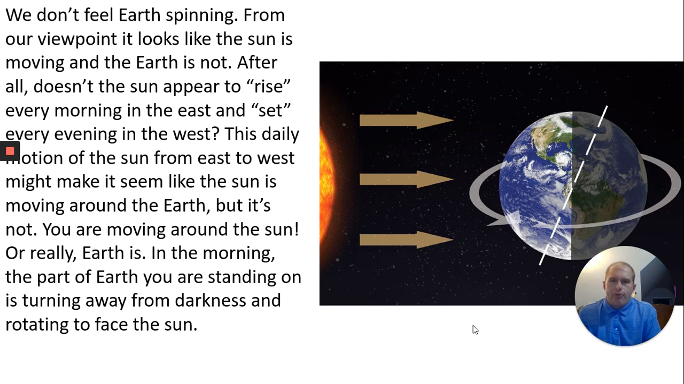This daily motion of the sun from east to west might make it seem like the sun is moving around the Earth, but it's not. You are moving around the sun, or really the Earth is. In the morning, the part of the Earth you are standing on is turning away from the darkness and rotating to face the sun.